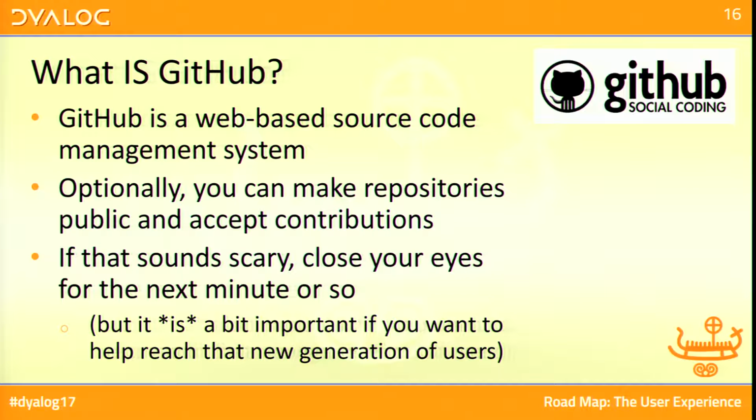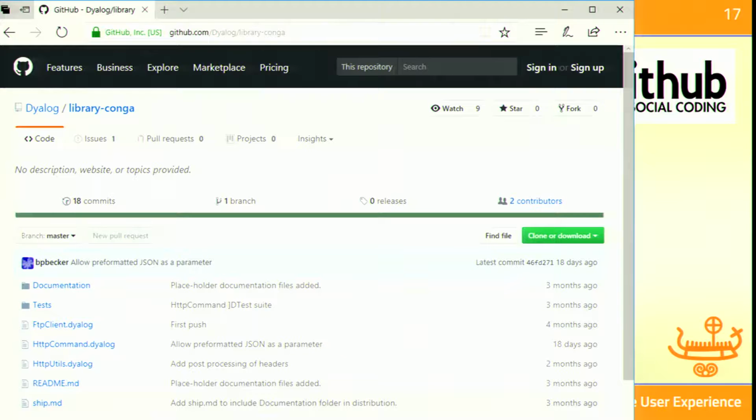So what is GitHub? It's a web-based source code management. There's a tool called Git, which is perhaps the most widely used source code management system today. GitHub is a web-hosted version of that. You can have private stuff there. You can optionally make it public and accept contributions. So if that sounds really scary still, close your eyes for the next minute or so. But if you really want to help us reach the new generation of users, managers, and developers, you might want to keep them open.